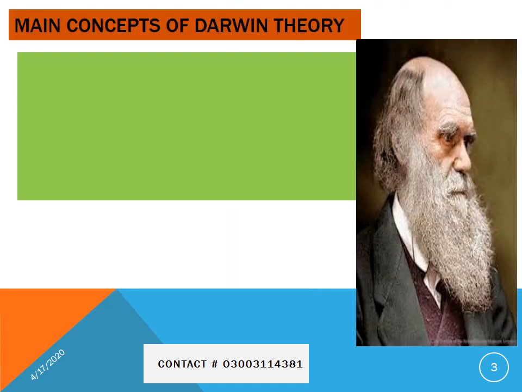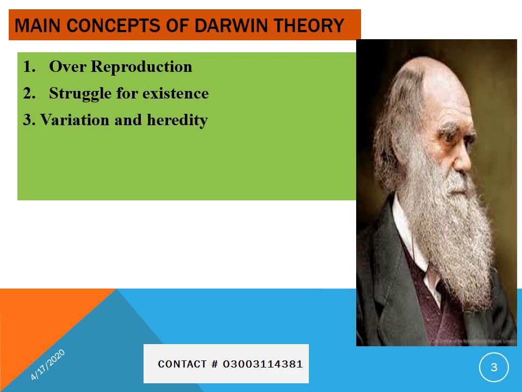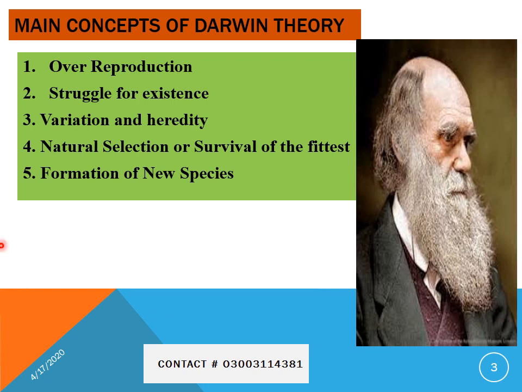The main concepts of Darwin were, you can see, first over-reproduction. Second is the struggle for existence. Third is variation and heredity. Fourth is natural selection, or survival of the fittest, and formation of new species. These are the main points of Mr. Darwin: over-reproduction, struggle for existence, variation and heredity, natural selection, and formation of new species. These are the main concepts of Darwin's theory.